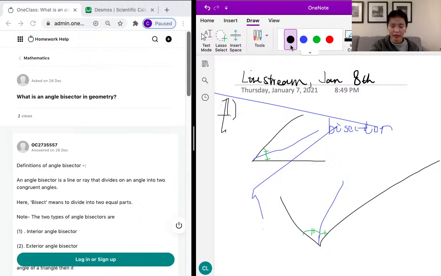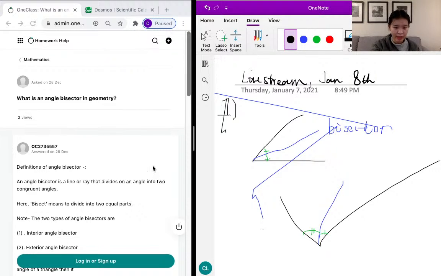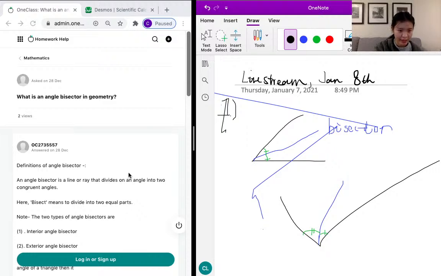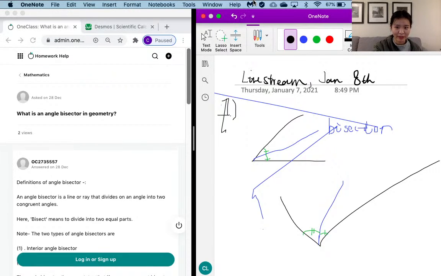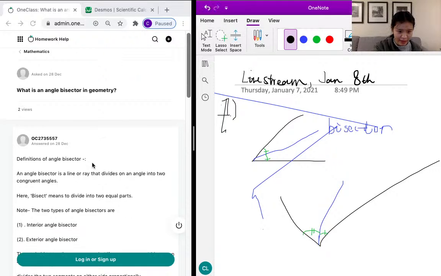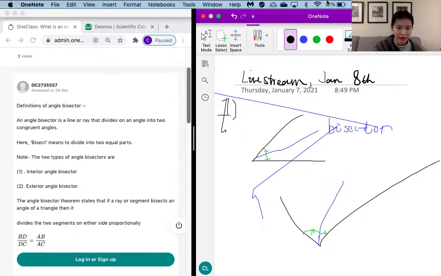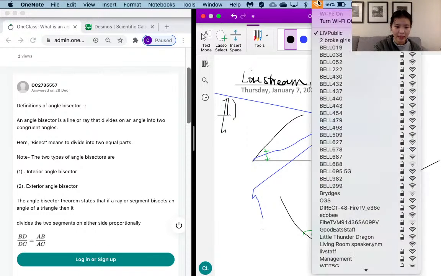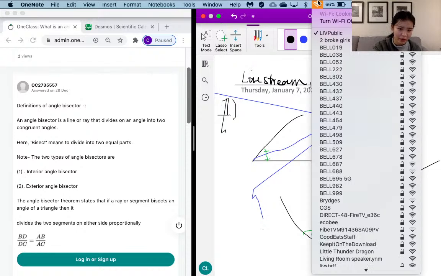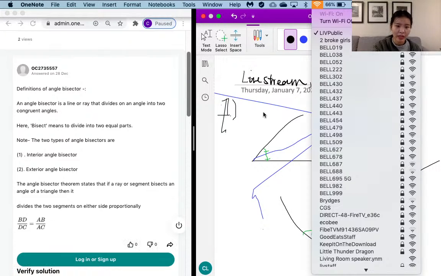Okay, and that concludes our first problem. Let's look at the sample solution on this side. The sample solution just gives the definition of the angle bisector like we did. It's a line, a line segment, or a ray that divides an angle into two congruent angles, or two equal angles.